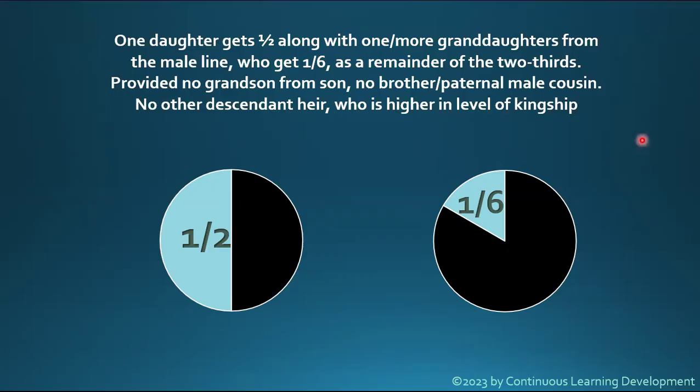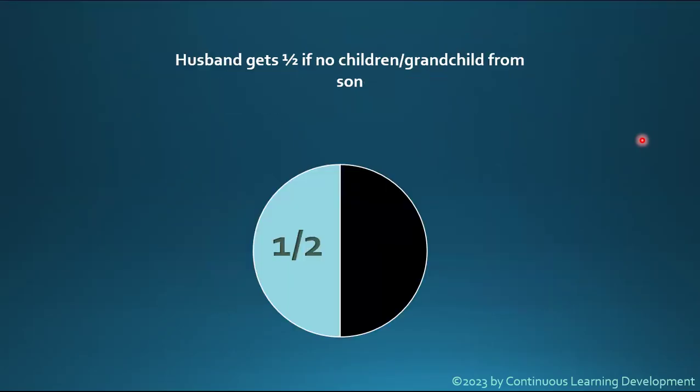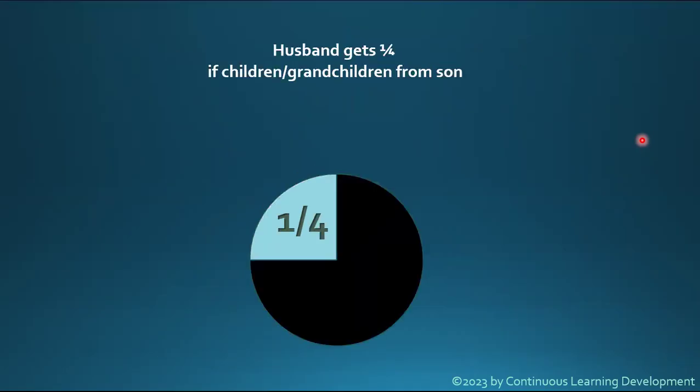So here we're talking about people, the children and siblings of the deceased that would then block the granddaughter's share. Husband gets a half if there are no children or grandchildren from the son. Husband will get a fourth if there are children or grandchildren from the son. Okay, so each share depends on who is alive at that time.